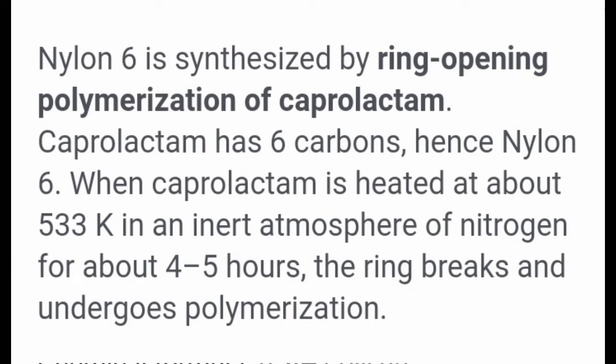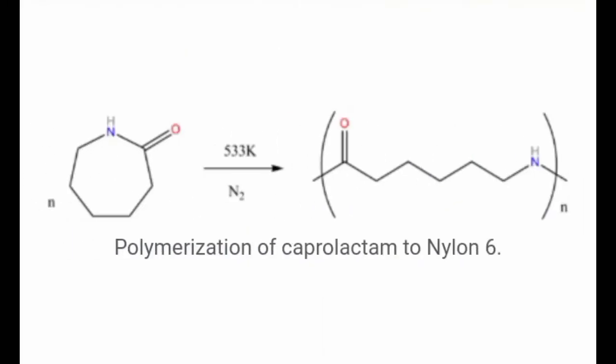For that, caprolactam is heated at about 533 Kelvin in an inert atmosphere of nitrogen for 4 to 5 hours. The ring breaks and undergoes polymerization to form nylon 6 polymer. Now on the screen you can see how the ring opens, the polymerization of caprolactam to nylon 6.